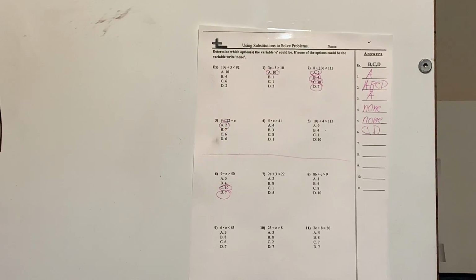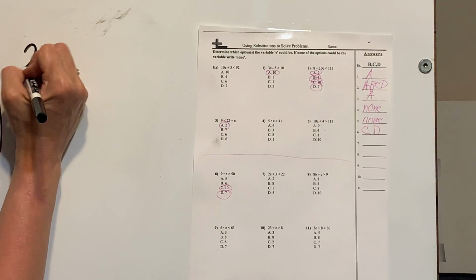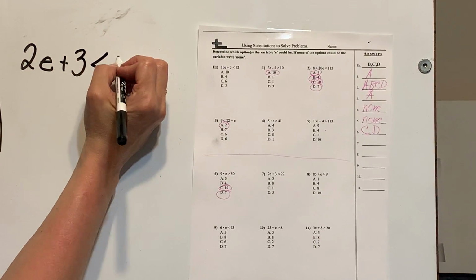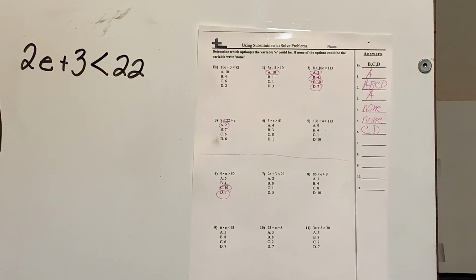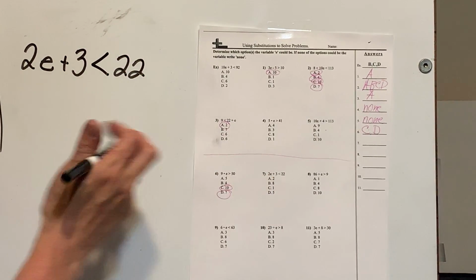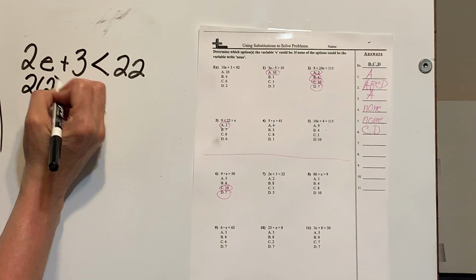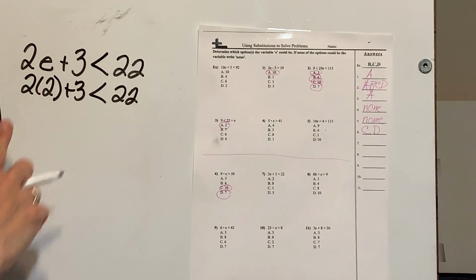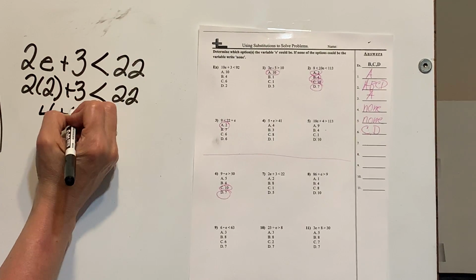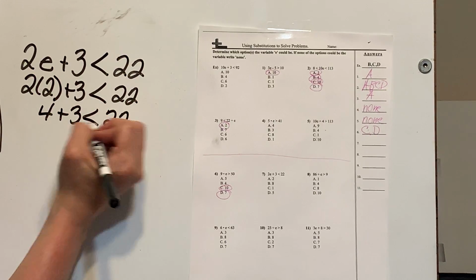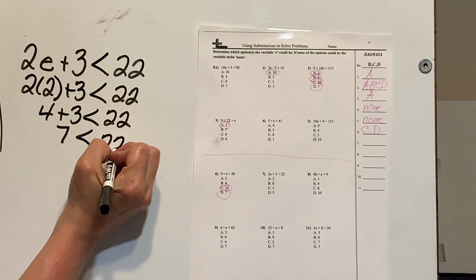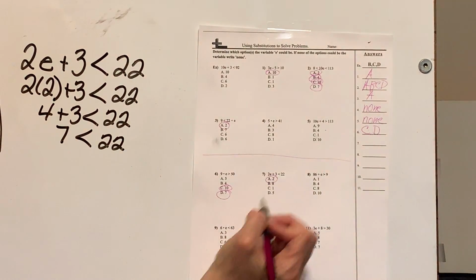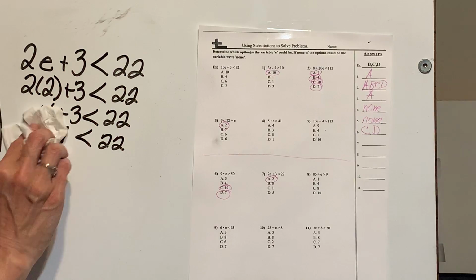All right. Number 7. Number 7 is 2E plus 3 is less than 22. All right, so we're going to plug in 2 first for E. So 2 times 2 plus 3 is less than 22. So we've got 2 times 2 is 4, plus 3 is less than 22. 7 is less than 22. So that is a true statement. So we're going to circle letter A.